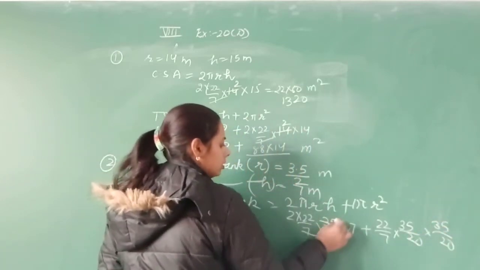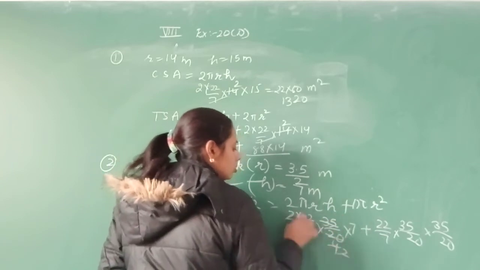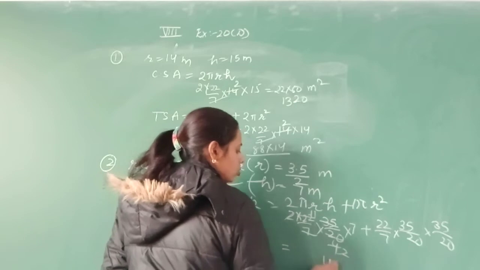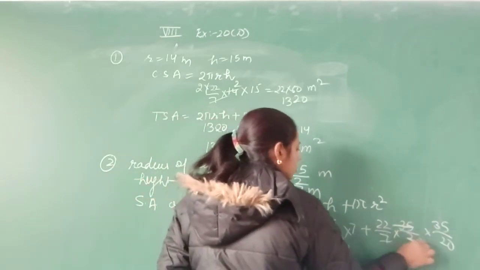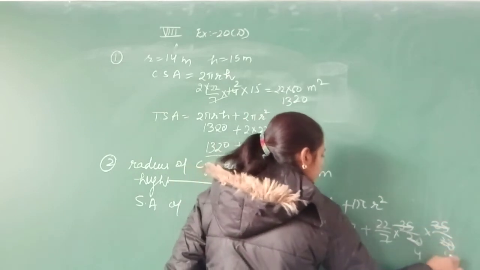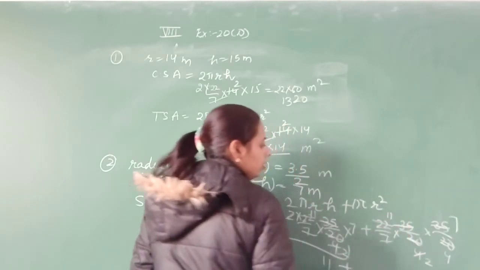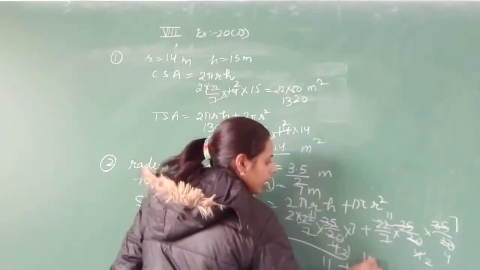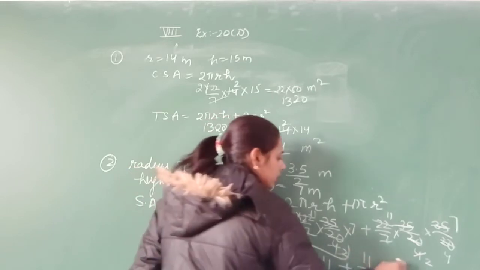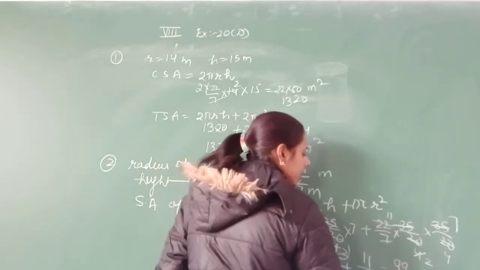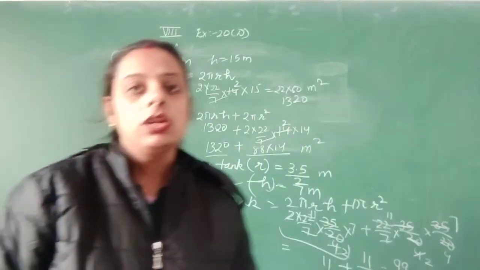7 5s are 5 4s are 2 11. So on solving this term you will get the 11, and on solving this 11, so you are having here 11 by 8. So 88 plus 11, 99 by 8 meters square. So this will be the answer of this question.